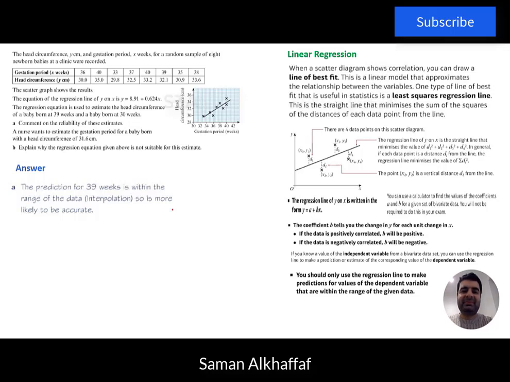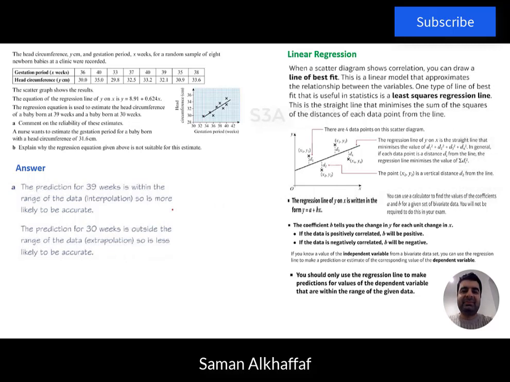For part B, we need to explain why the regression equation given above is not suitable for this estimate. For the 30 weeks, we also need to explain that the prediction of 30 weeks is outside the range of data, so it is extrapolation, and it is less likely to be accurate. So the 39 weeks was within the range of data, and the 30 weeks is outside the range of data, which impacts the accuracy that we will have.